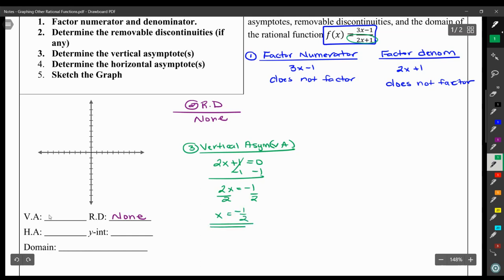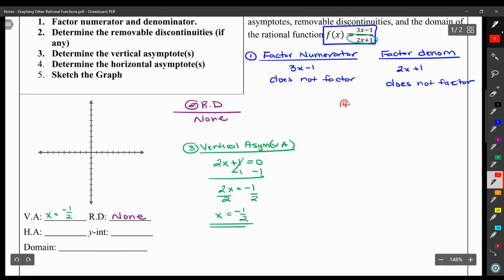So this is my vertical asymptote. And make sure you have x equals. Now, if we try to plug that back in, watch what happens. If we do negative 1/2 and I plug that in here, well, 2 times negative 1/2 is a negative 1, and negative 1 plus 1 makes 0, and we're not allowed to divide by 0, which is why this creates a vertical asymptote, because I can't have that value of x. It's going to make a 0 in the bottom, which is not okay.